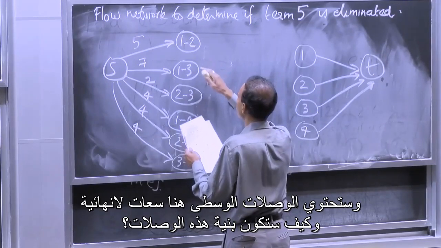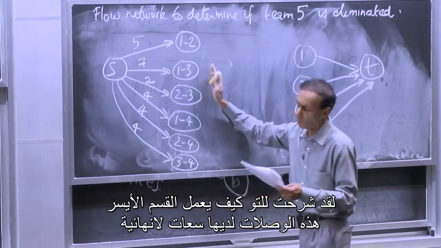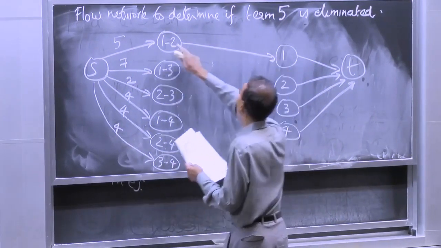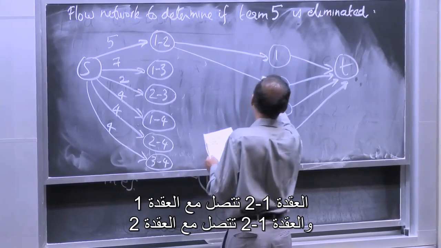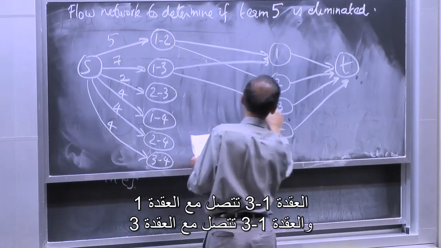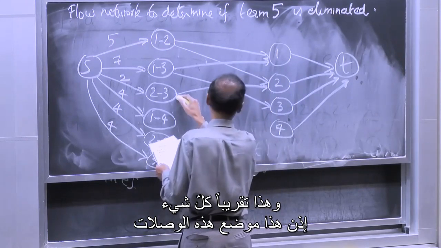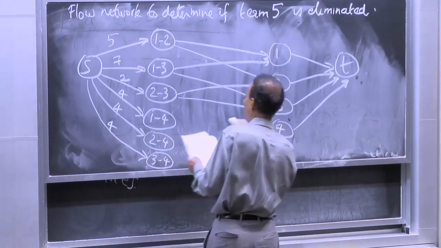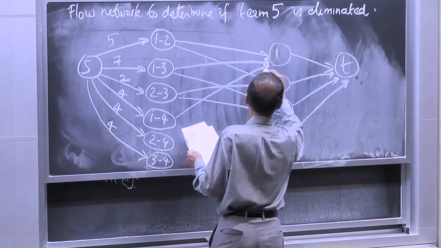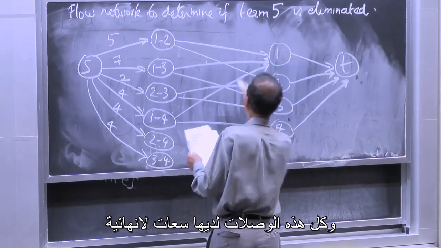And how are these edges structured? So far I've just explained how the left-hand side works. These edges have a capacity of infinity. 1, 2 goes to 1. 1, 2 goes to 2. 1, 3 goes to 1. 1, 3 goes to 3. And that's pretty much it. So that's how these edges are introduced, and all of these edges have a capacity of infinity.